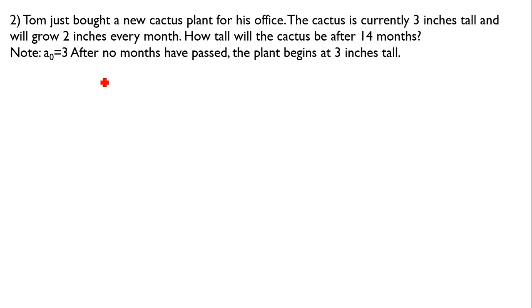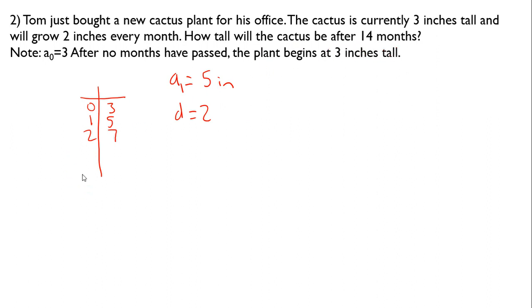When he got the cactus, so after 0 months have passed, the plant began at 3 inches tall. So that's actually our 0 term. So 0 was 3, 1 would be at 5, 2 would be at 7, so on and so forth. So let's figure out our a sub 1. After 1 month, it grew 2 inches, so 5 inches. Our common difference is 2 inches every month. And we want to figure out after 14 months.